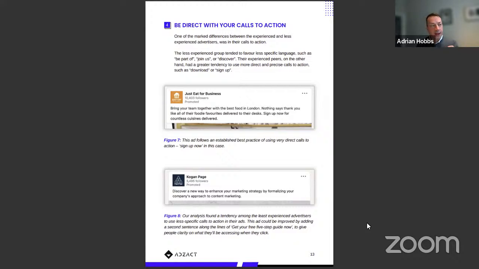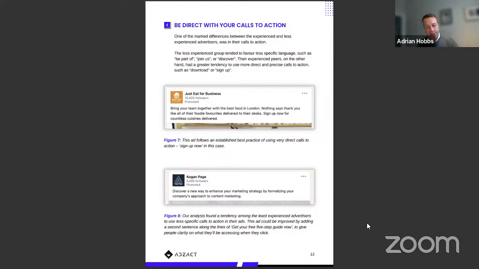But what we found in this research is that the calls to action from the more experienced advertisers don't leave it to chance, right? It's super clear. Download now, sign up, super clear. Whereas be part of, join us, discover, nice language, but actually it's not as direct. And again, when we look at the time people are engaged with an ad and the moment in which they take that action, let's just be direct about it. That's what the research shows us. Let's be super clear what we want people to do.